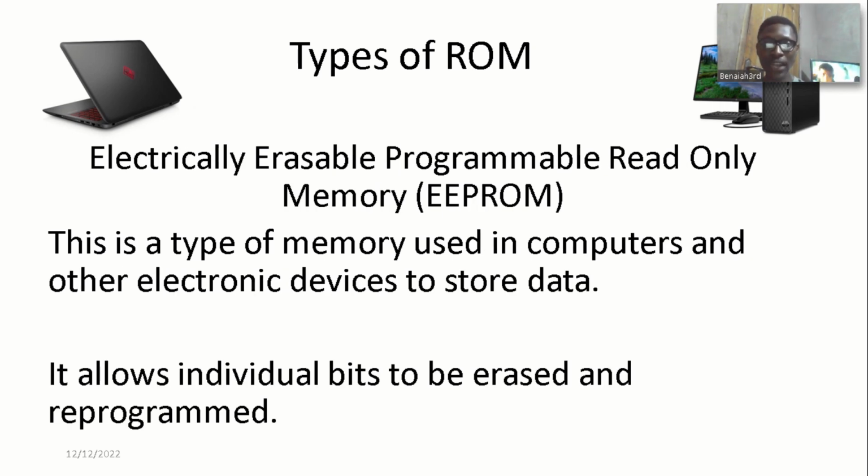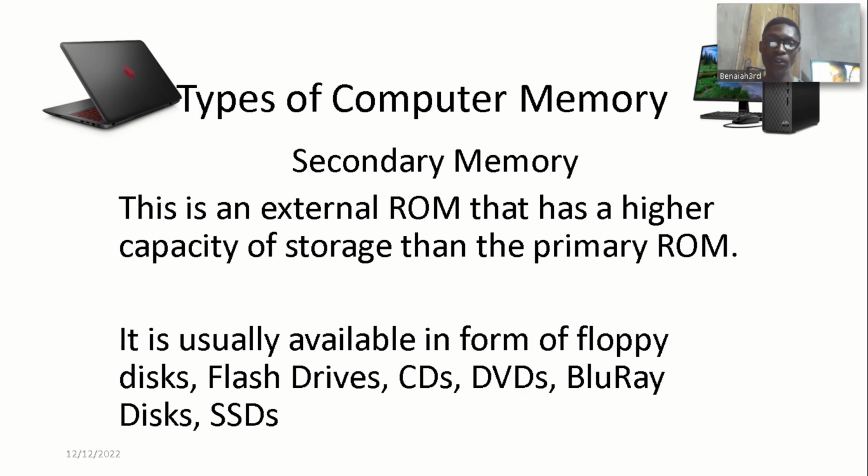Then we have the electrically erasable programmable read-only memory known as EEPROM. This type of memory is used in computers and other electronic devices to store data. And you can use it to store individual bits of data or to erase individual bits of data. These are the types of read-only memory that we have. Now, we have discussed the primary memory. The second type is the secondary memory.